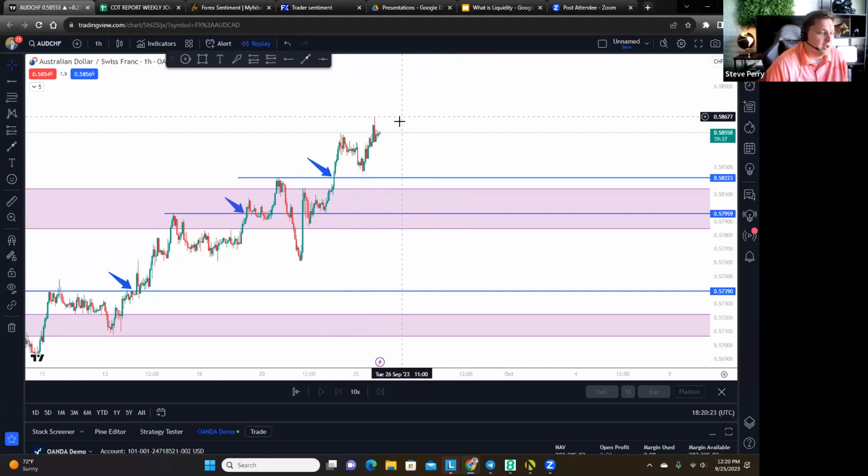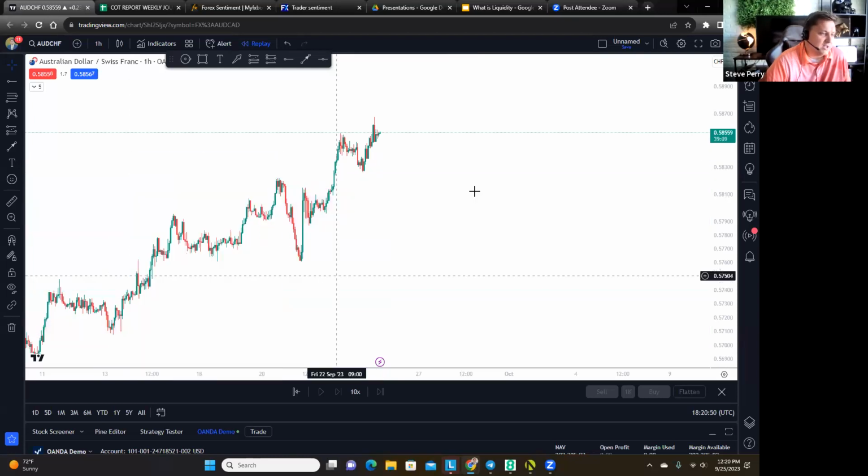Right now, it's probably not the best time for this Aussie franc, because it's at a high right now. You could buy, but I wouldn't buy right now, because if you buy here, you're buying at a top, you're not buying on a dip into liquidity, right? So I'd be a little bit concerned about just jumping into that one.